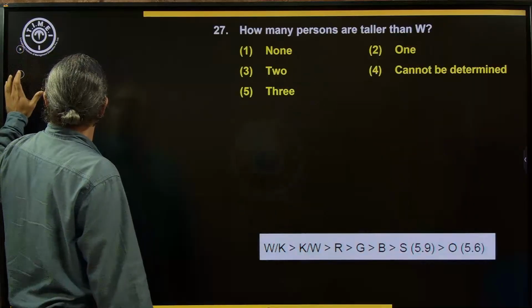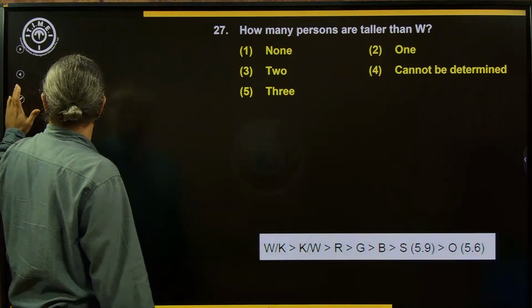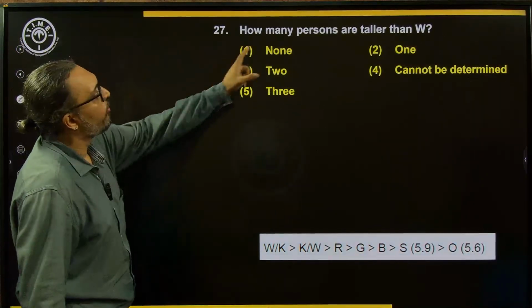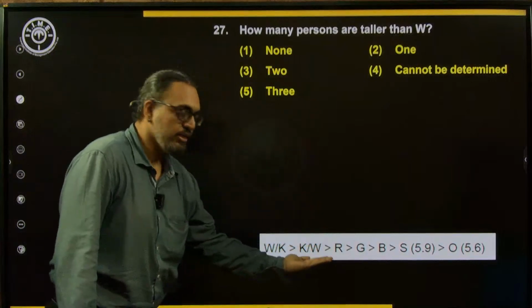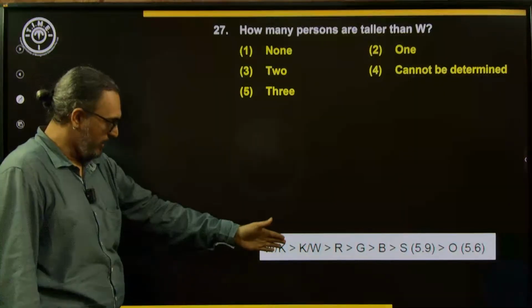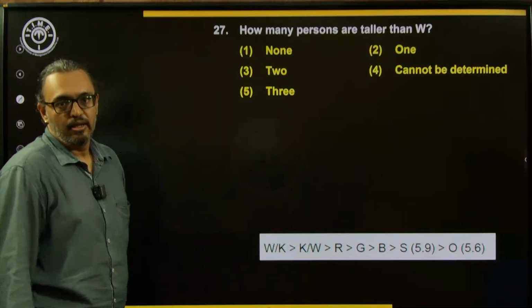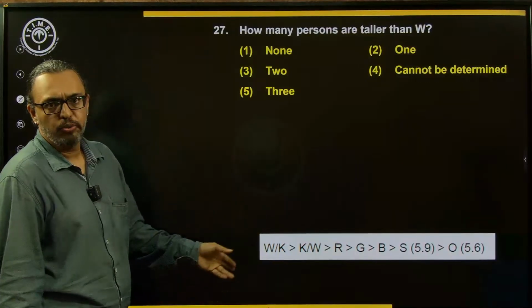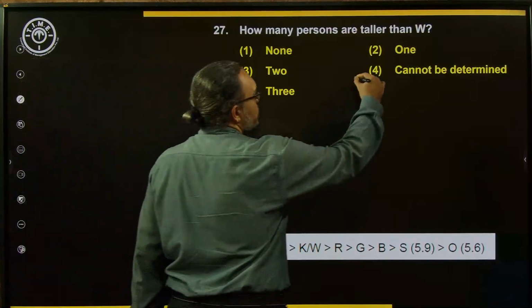Yes. Now based on this, let's have a look into the questions. How many persons are taller than W? Means before W. Here it is given in a horizontal way. So before W, I don't know because W's position is not fixed, so it cannot be determined.